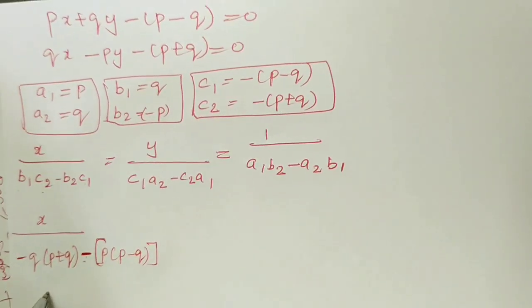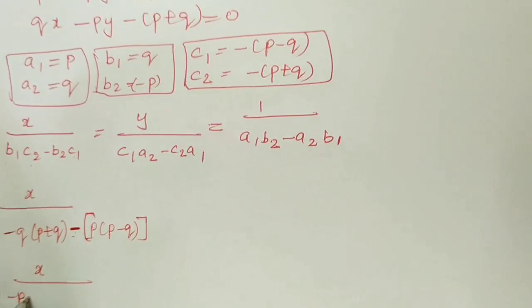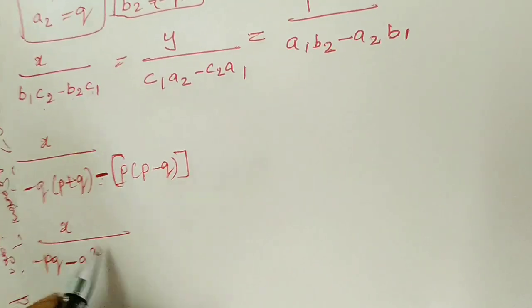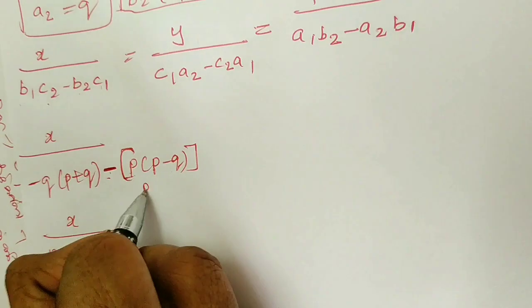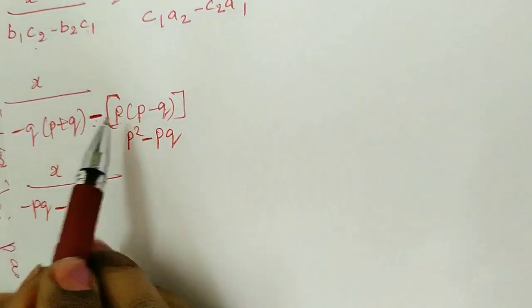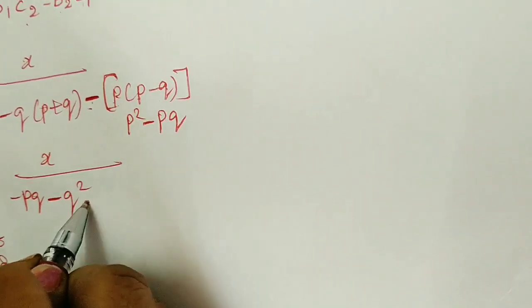Now remove the bracket and try to fill this place. P into Q minus PQ minus Q into Q minus Q square. P into P, here it is P square. P into Q is PQ. Now remove the bracket. P into P, P square. P into Q, PQ. Remove the bracket.